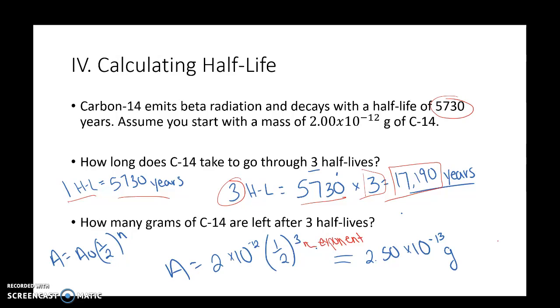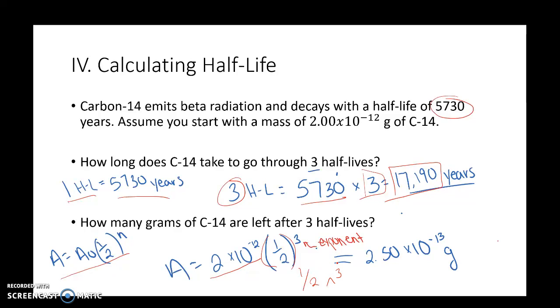All right. So the next question we can ask you is, how many grams of carbon-14 are left after 3 half-lives? So again, we're going to use our equation over here. A equals A sub O, half to the n. So we know that our initial mass of the carbon-14 was 2 times 10 to the negative 12th power. We're going to multiply that times half, and you should put the parentheses into your calculator and then do 1 divided by 2. And then your exponent of 3, so you can do a caret 3.